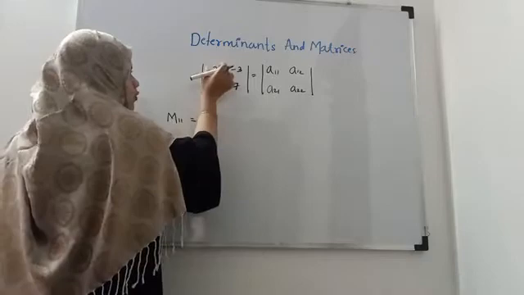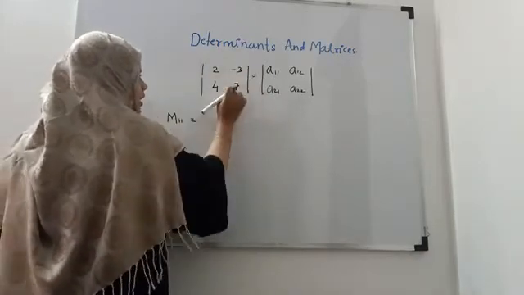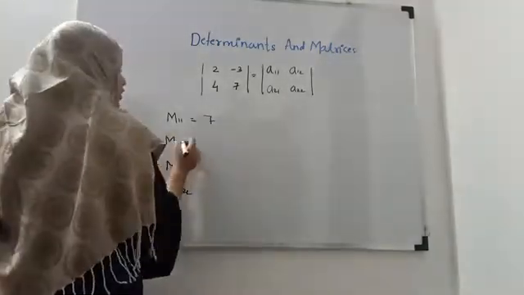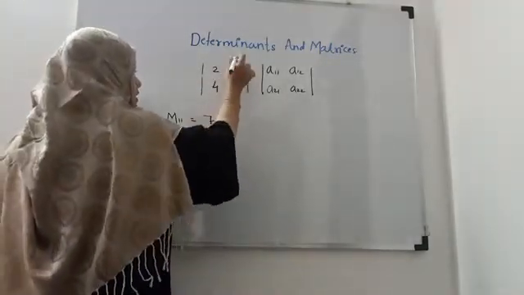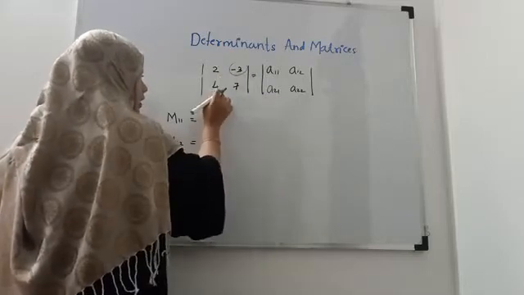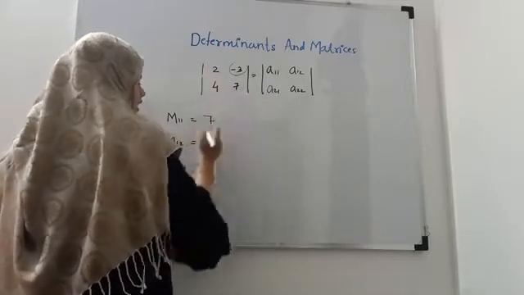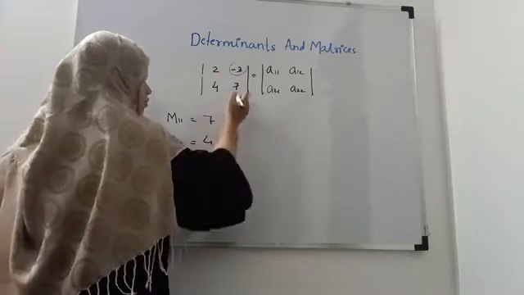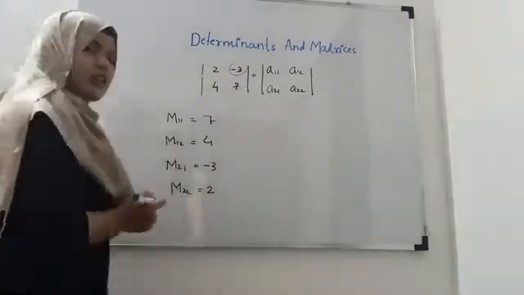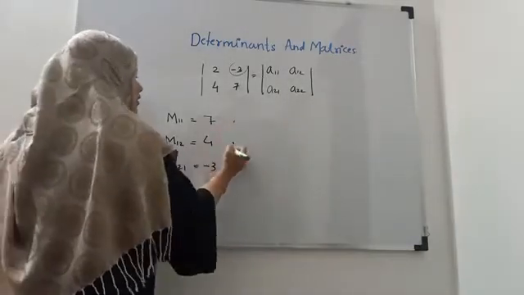So what will be the minor M11, that means minor of 2? This and this will get eliminated, you will be left with the 7. Minor M12 means this, so here this is eliminated. Answer is 4. Minor M21, that is 4, so here this goes away. Answer will be minus 3 and minor of 7 will be 2. Now we will find the cofactors.